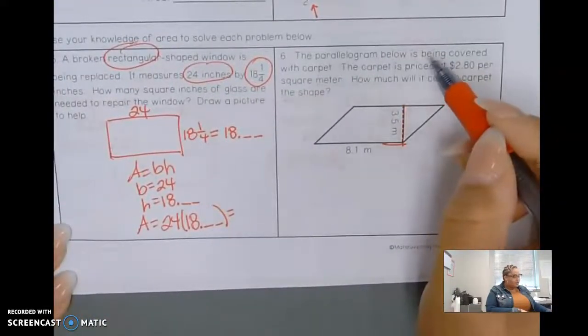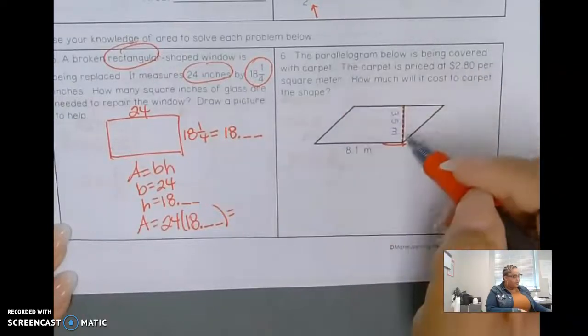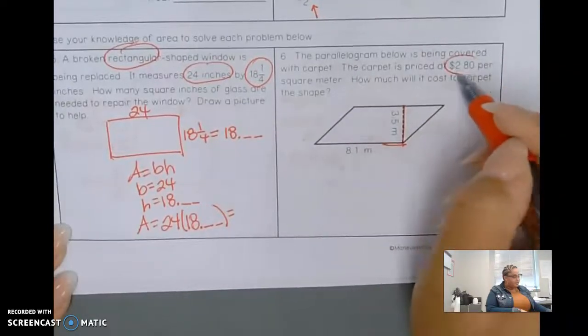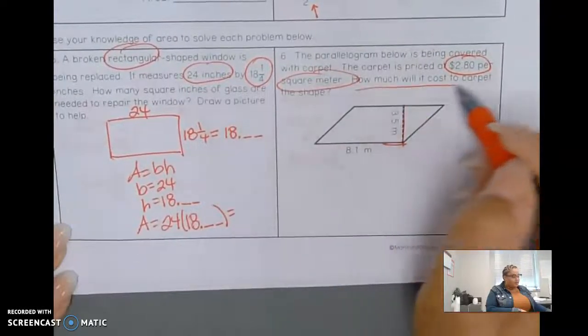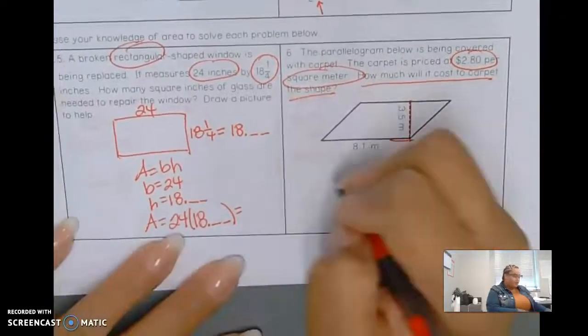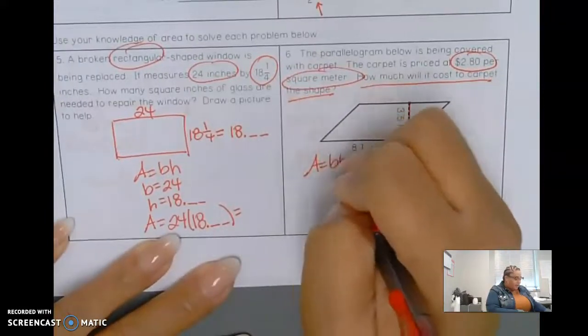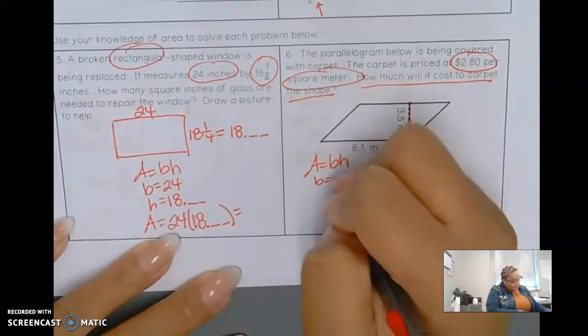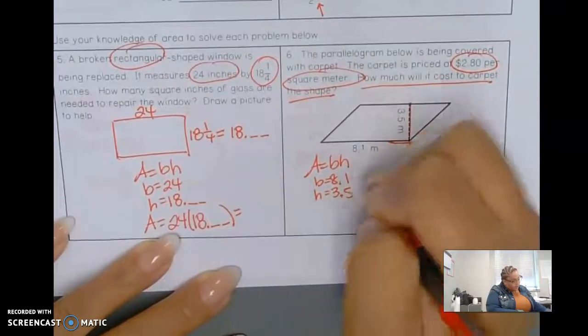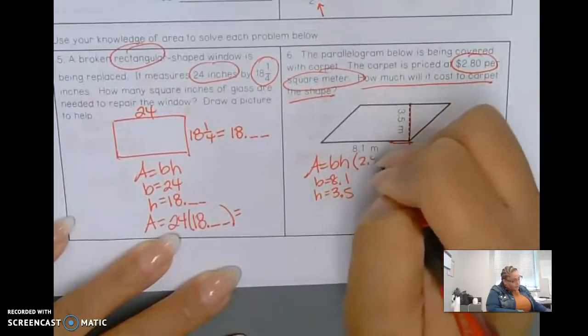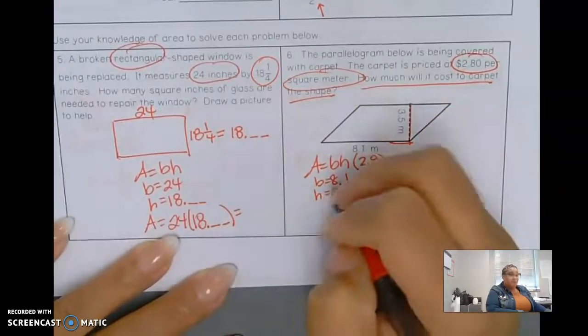Base and height. The parallelogram below is being covered with carpet. The carpet is priced at $2.80 per square meter. So after I find the area, I need to find the cost. So A equals BH. B is 8.1. H is 3.5. And then it's times 2.80.